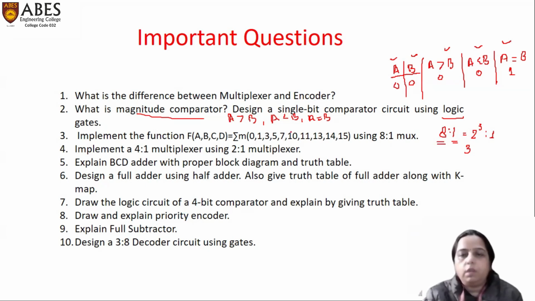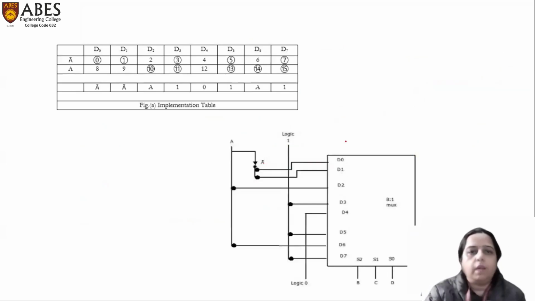Now the question is how to implement it. It has to be implemented with the help of an implementation table. We can draw the implementation in this manner. How many data inputs are there? From D0 to D7, we have 8 inputs. Then for A bar, we have 0 to 7.